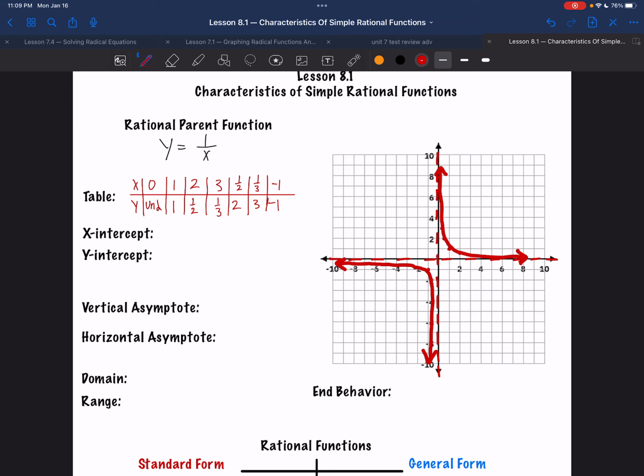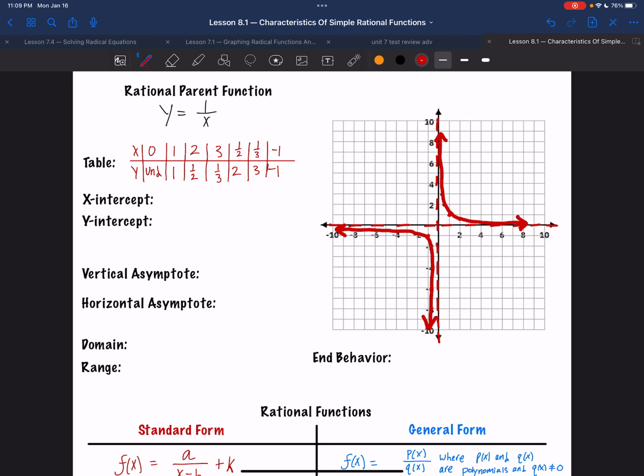Now, let's analyze some of the features now that we've all got it drawn here. Notice for x and y-intercept, there are none. This is because there are asymptotes here. I did say I guess I could cross them, but in this case, I don't. The function approaches these lines, but it never touches the x or y axis. So therefore, there are no x-intercepts or y-intercepts.